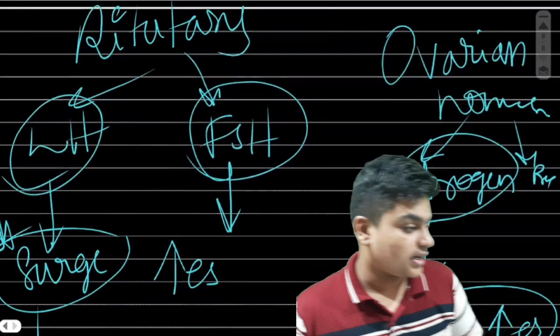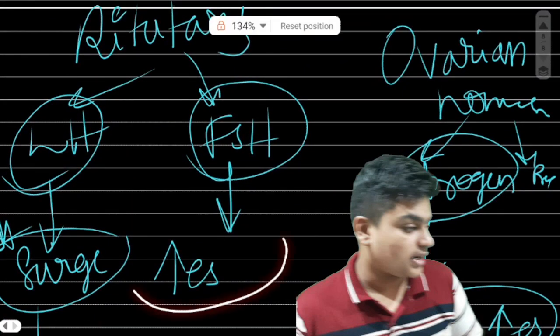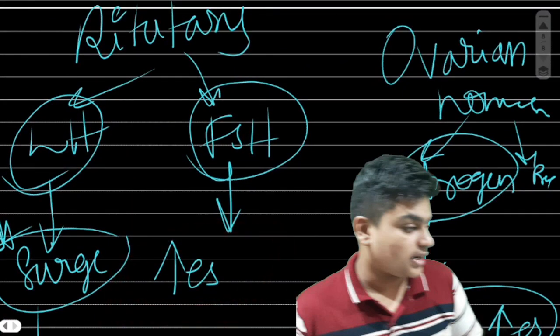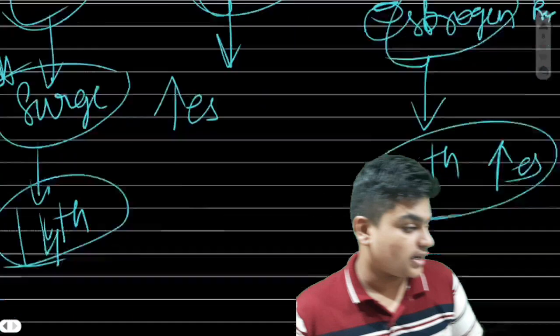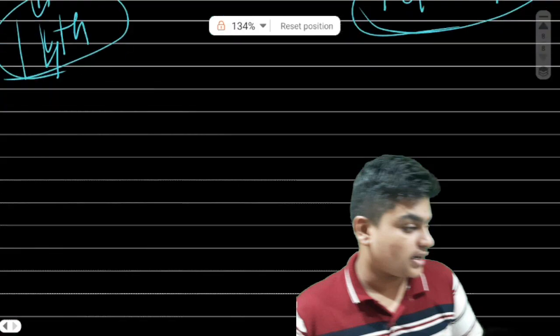Now, when does the second peak of FSH occur? During ovulation. When does the LH surge occur? During ovulation. When does the ovarian hormone estrogen level rise? During ovulation. When does progesterone rise? During the luteal phase, the initiation of the luteal phase. Progesterone. That is it.